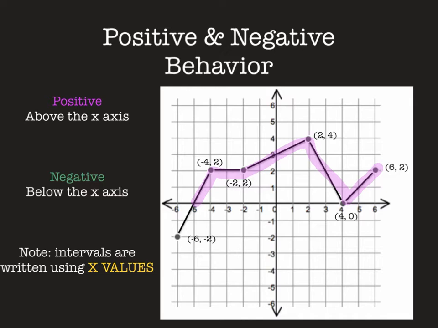Now you notice that this first piece over here, I did not highlight purple because that's actually below the x-axis. So that's going to make that negative. It's really simple: if it's above, it's positive, and you can think about how those y values are positive. If it's below, it's negative, and that's where your y values are negative.